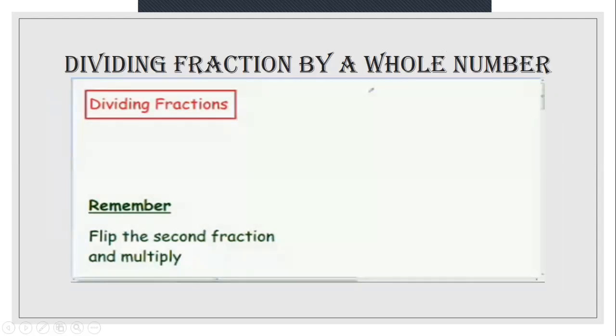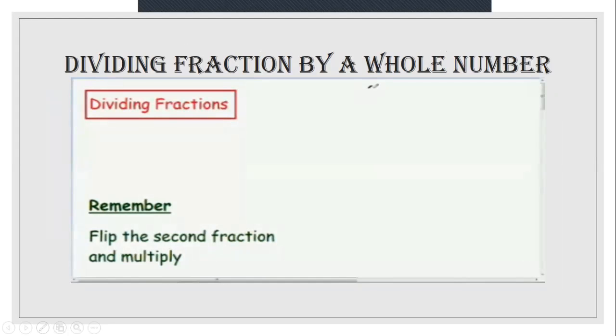Now in the next slide, I'm going to show you a video where we divide a fraction by a whole number. Just before this, you have already seen that you multiply the fraction by a whole number there also. So let's see the video, please.